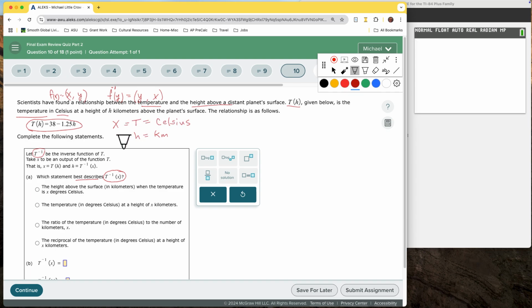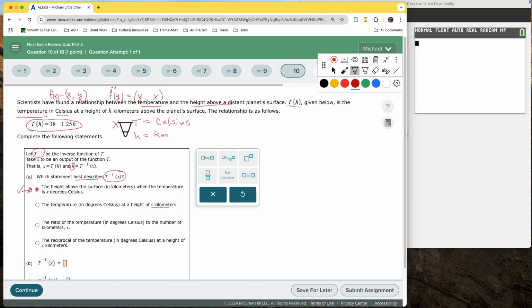X is supposed to be Celsius. This, if you'll see, is actually equal to H. The inverse of X is equal to H, which is kilometers. That's making a lot of sense right now. I'm going to read the other ones, but I'll put a check mark by this one. This is what I believe it is. Unless I get the temperature in degrees Celsius at a height of X kilometers.